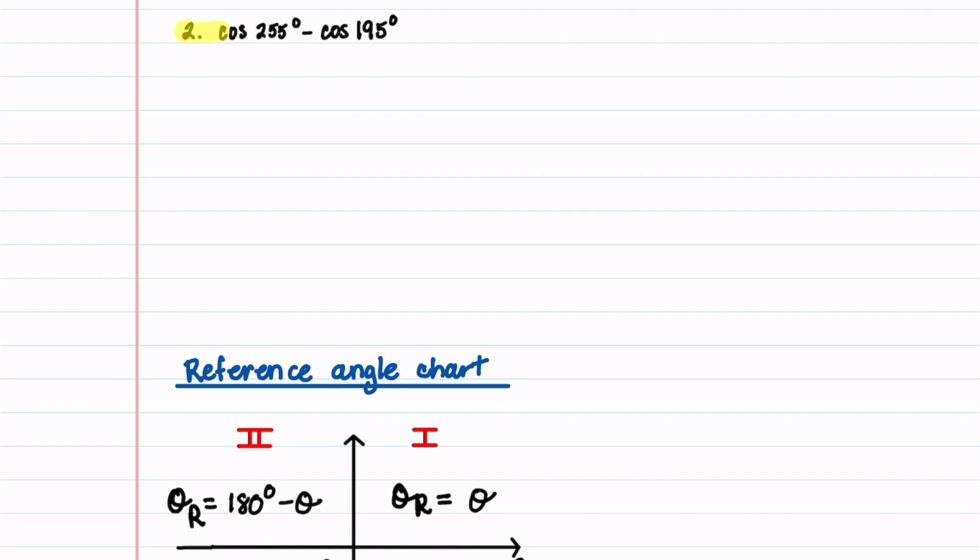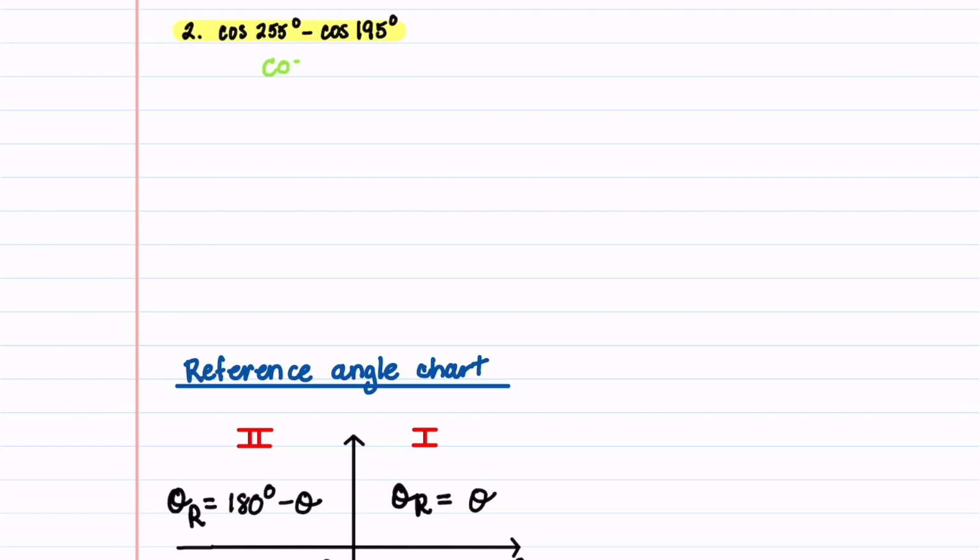Our last example is cosine 255 degrees minus cosine 195 degrees. I've included this example because it's more complicated and we'll need to use a reference angle. Just like we did with the first problem, we'll start with our sum to product identity.